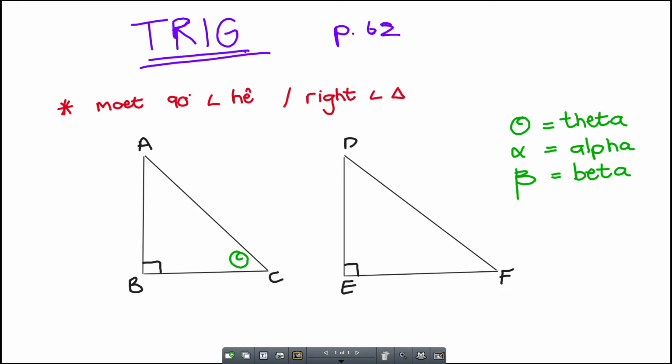Obviously, the hypotenuse is the one right across the 90 degrees angle, nee? So that will never change.